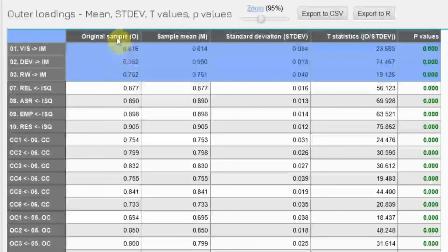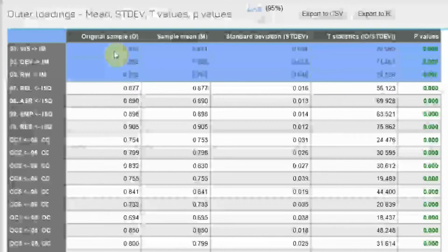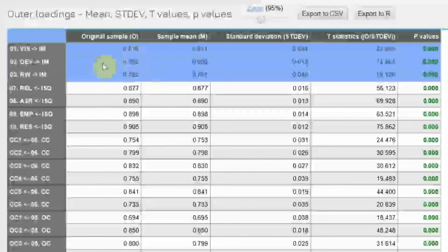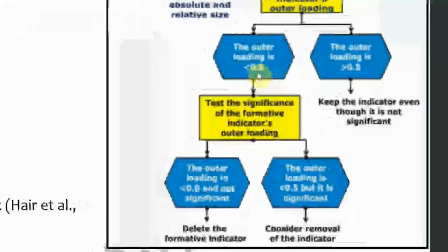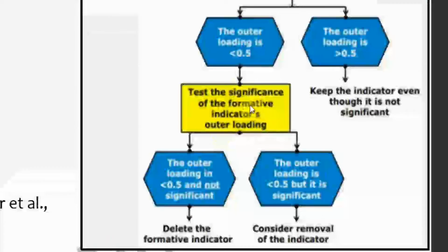Greater than 0.50. So even though one of them that we assumed was insignificant, that is their outer weight was insignificant, but now their outer loading is greater than 0.5. Now let's say if this outer loading was less than 0.5, what will happen then? The outer loading is less than 0.5, then you need to assess the significance of the formative indicators. And if it is significant, but it is less than 0.5, you can consider the removal, but we will keep it. We will keep our indicators.